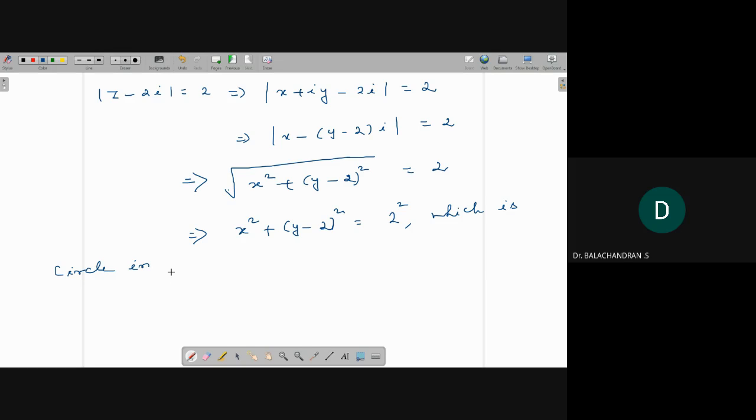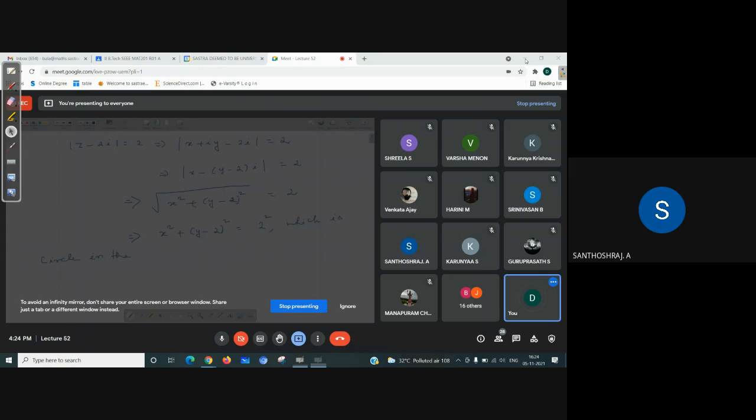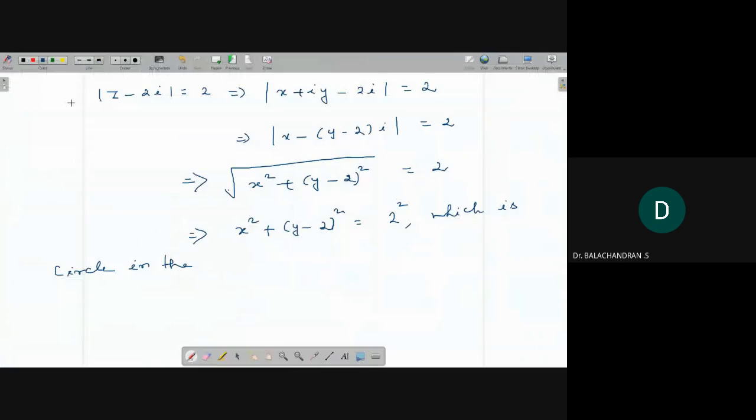Sir, in the second equation, x plus will come, sir. Modulus of x plus i y minus 2. Oh, here, yes. Okay, thank you, Santosh. Sorry. The next step I did correctly, because this is a root of x square plus y square, but here I need to write x plus i. Okay, thank you.